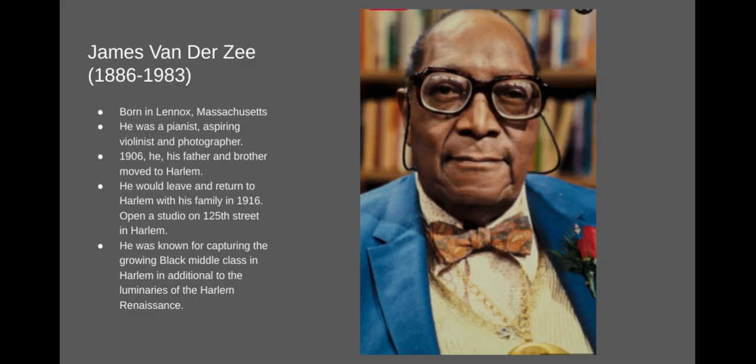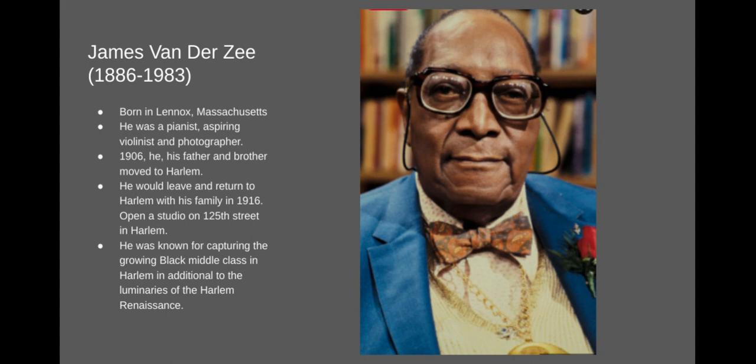Next, we have James Van Der Zee. Van Der Zee was a pianist, aspiring violinist, as well as a photographer. Born in Lenox, Massachusetts, he and his father and brother would actually move to Harlem. He would be part of a quintet band called the Harlem Orchestra. In 1915, he moved to Newark, New Jersey, where he worked at a photography portrait studio, and I think that's where he got hooked. So he would leave New Jersey and come back to Harlem to his family in 1916.